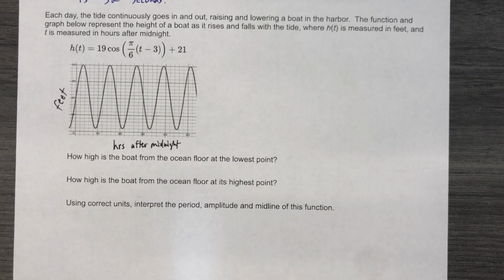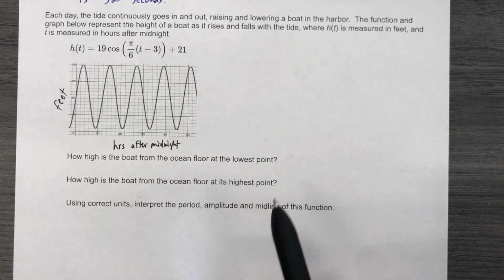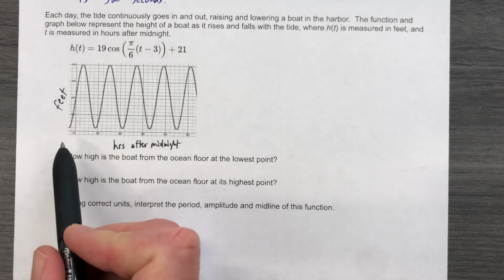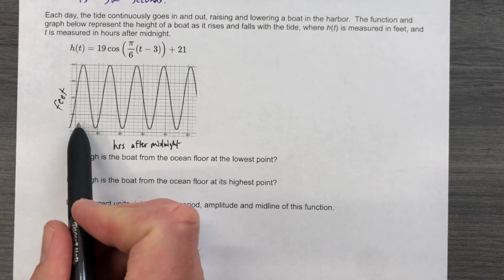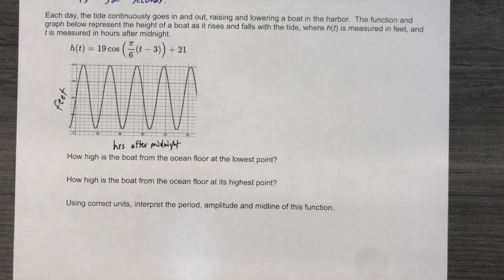I've already labeled my axes. Input is hours after midnight, and output is feet. So let's go. How high is the boat from the ocean floor at its lowest point? So you can look down here and try to find it, and you'd say, oh, well, I think it's about here, which would be 2. And you would be right, but here, let's do this.